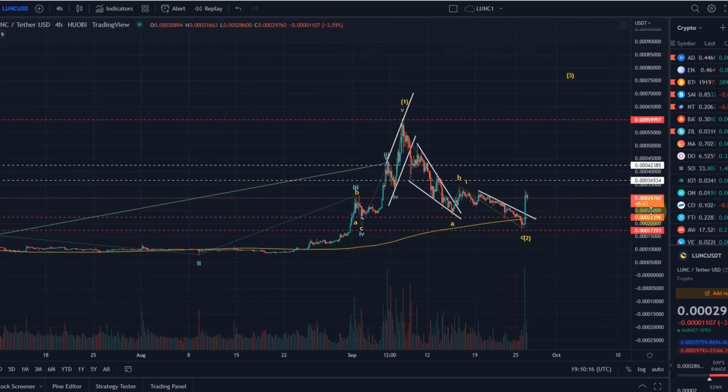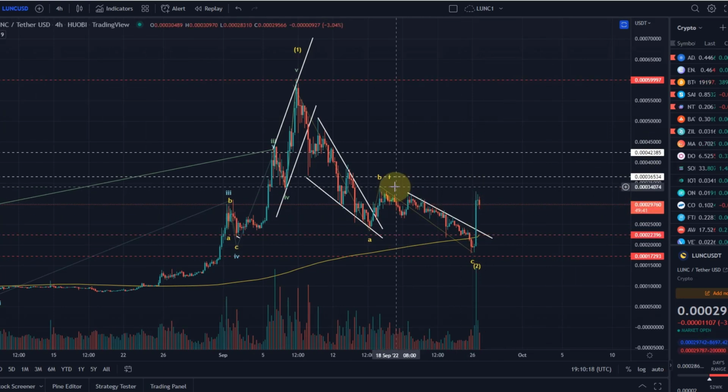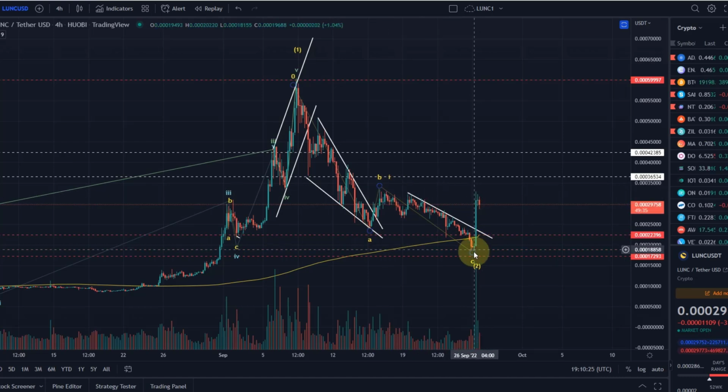Now, to better confirm that, we definitely need to break above the wave B high. Now we haven't done that yet. So we're not out of the woods yet. Okay, this would be a breakout here. So this was a possible long entry here, always close to support. But we haven't broken out yet.